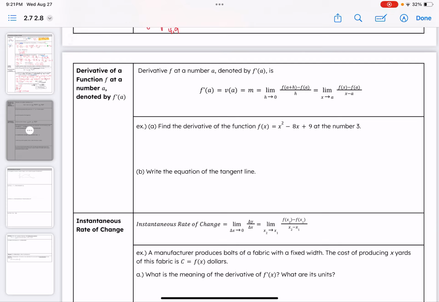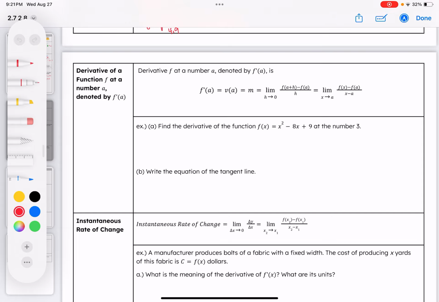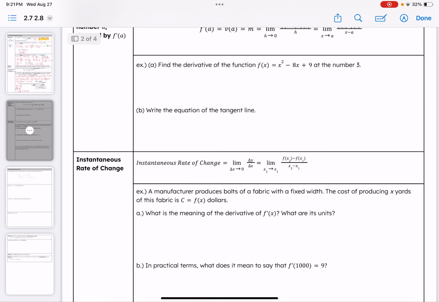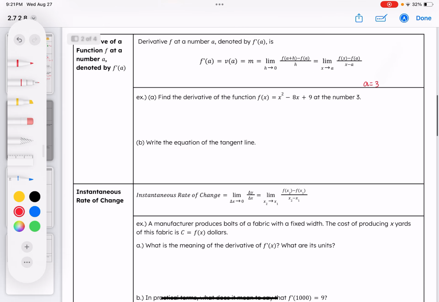All right, so again, very similar. If you want to find the derivative, that is talking about the slope of your tangent line. We have not learned a shortcut. We're still going to use that limit definition of a derivative. All right, we care about at the number 3. So we have: find the derivative of the function x squared minus 8x plus 9 at the number 3. This is talking about your a value. All right, so a equals 3. I also want to know what f of a is, in this case f of 3. When you plug 3 in for x in your function, you should get -6.